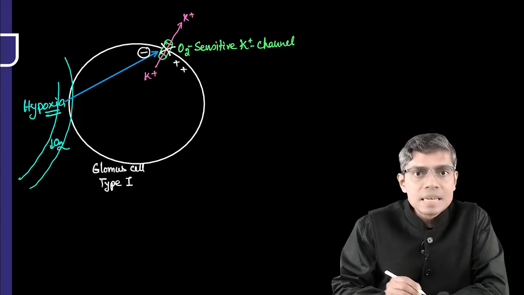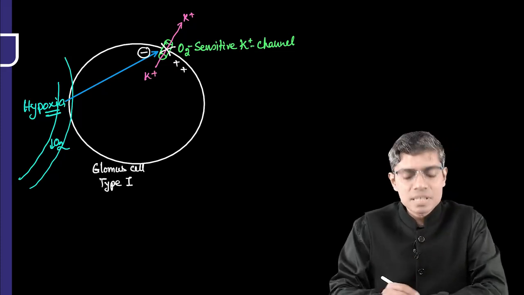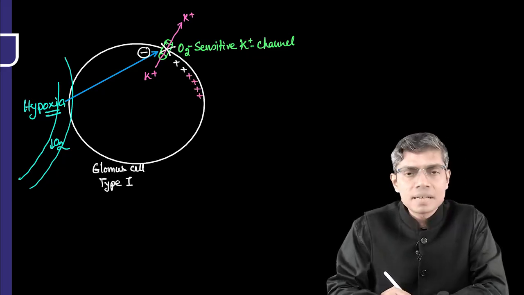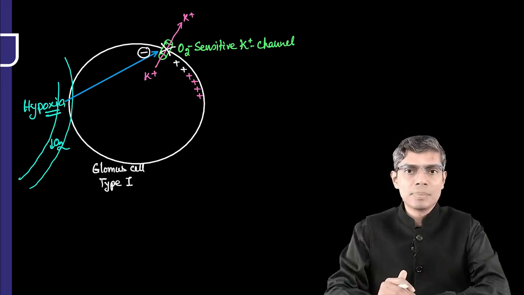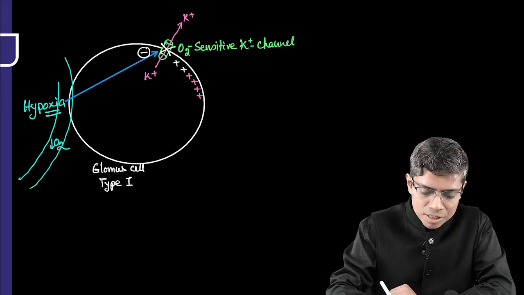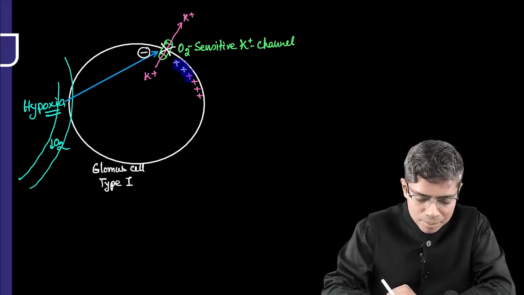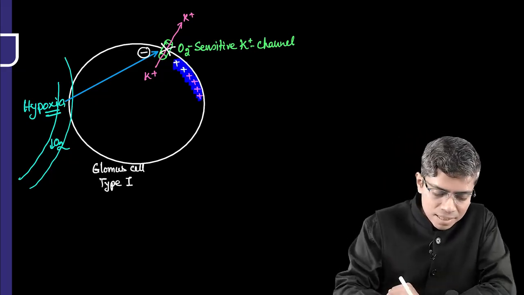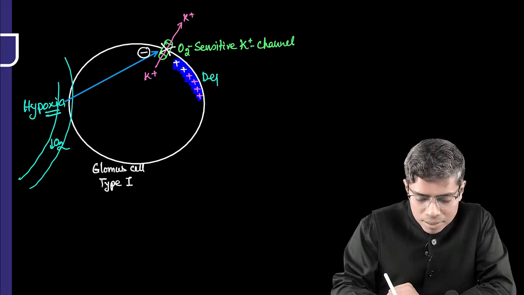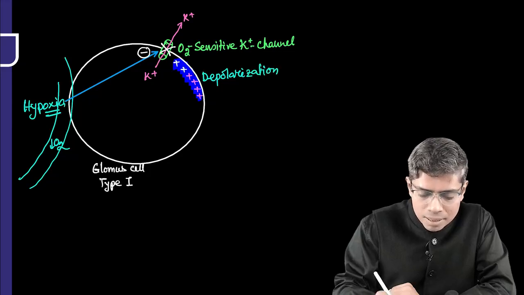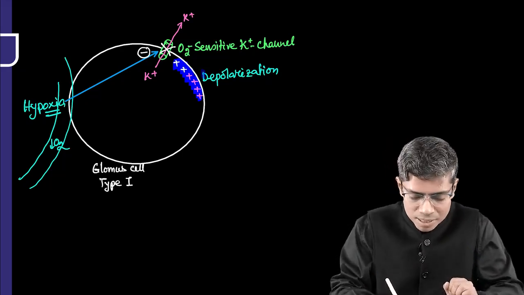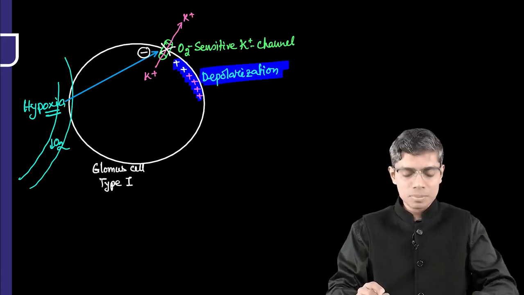Potassium is positively charged, so more and more positive charge will collect inside the cell membrane. More and more positive charge inside the cell means which kind of voltage? Positivity inside the cell. That is nothing but depolarization. So closure of the oxygen sensitive potassium channel leads to depolarization of the glomus cell.